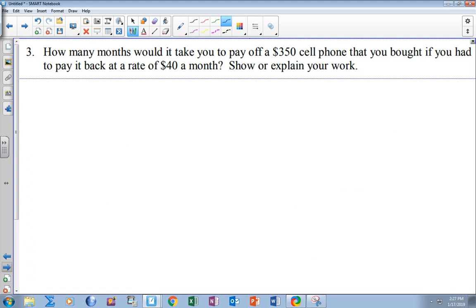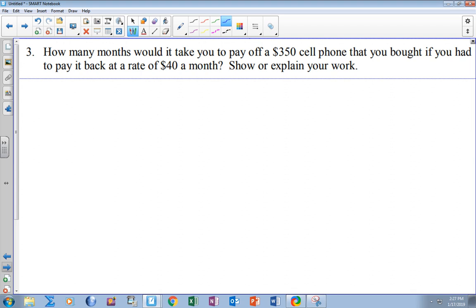All right. So how many months would it take you to pay off a $350 cell phone if you bought it and had to pay back at $40 a month? Explain and show your work. On here, you'd have to explain and show work, but on a multiple choice test, the easiest way to do this would just be divide by 40, right?